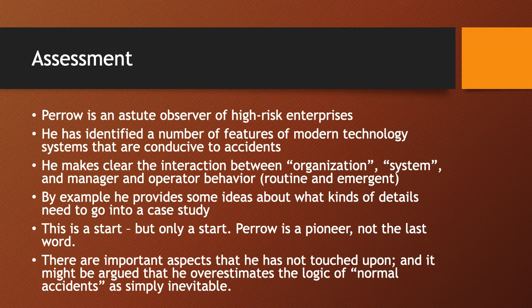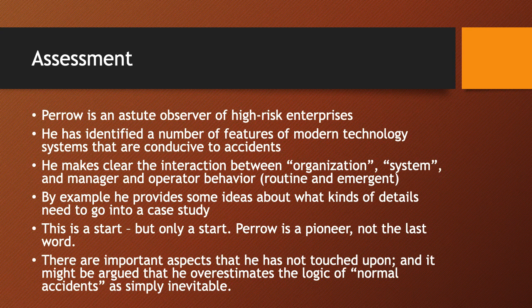And he has certainly identified a number of features of modern technology systems that contribute to the likelihood of accidents. He also makes it clear that there are deep interactions between the organizations that manage these complex systems and the behavior of the managers and operators and decision makers within those organizations, which can make accidents either more likely or less likely. The case studies offer lots and lots of evidence that is relevant to assessing that.